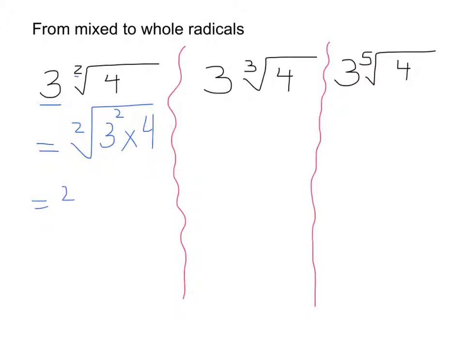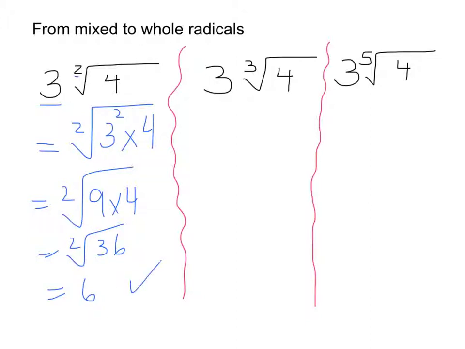So now we have the square root of 9 times 4, which is the square root of 36, which is 6. If we go back to the original function and we ask ourselves, well, what is the square root of 4? Well, the square root of 4 is simply 2, and what's 2 times 3? 6. So we agree in the answers. All right, let's keep going.